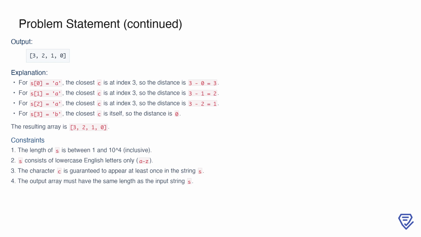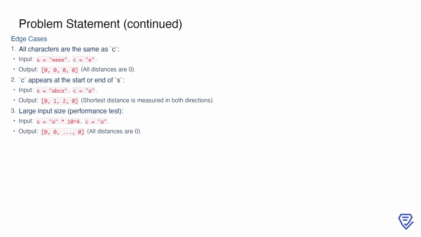Now let's consider the constraints. The string's length can be as large as 10,000, it only includes lowercase letters, and the character C will always appear at least once. This ensures that we don't encounter invalid input, and our task remains focused on finding these shortest distances efficiently. Finally, let's discuss some edge cases.